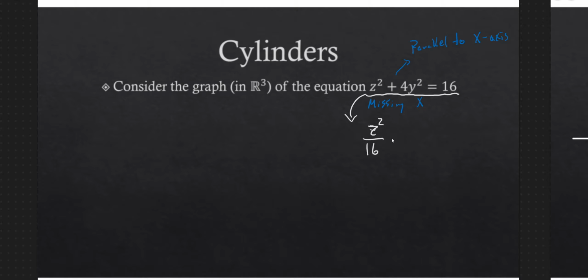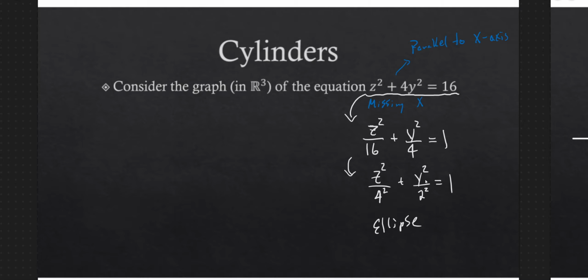So I'll have z squared over 16 plus y squared over 4, right? 4 over 16 is, or rather 1/4, you get the idea, equal to 1. And now I'm going to go one step further here. Remember that in most of our equations, these are squared, like a squared and b squared. So I'm going to write this as z squared over 4 squared plus y squared over 2 squared equal to 1. So this is an ellipse.